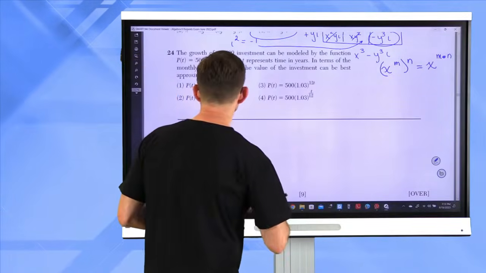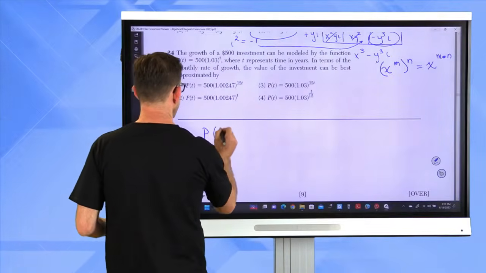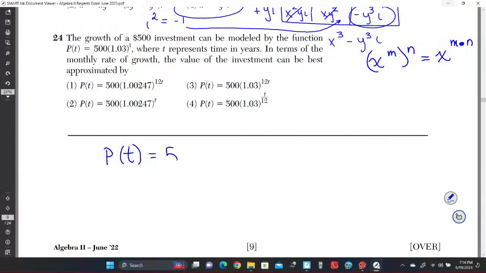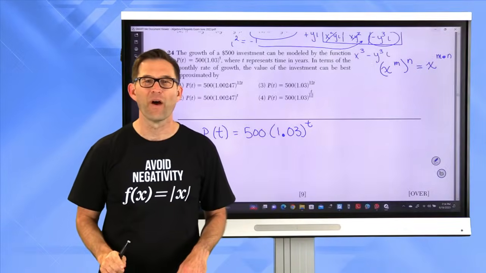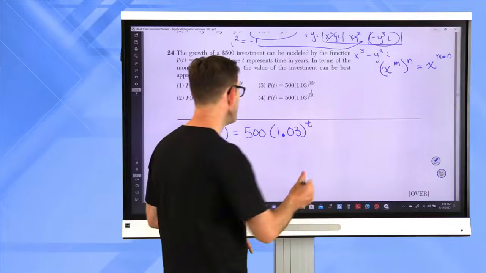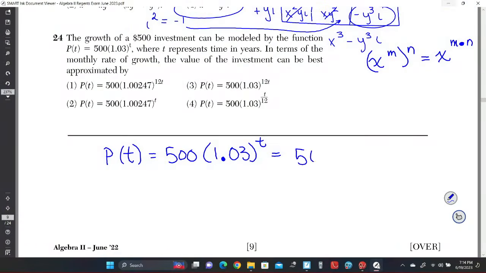So what I'm going to do is take my model, P(t) = 500 times 1.03 to the t, and rewrite it in a tricky little way. What I'm going to do is multiply my t by 12, but then I'm going to put a 1/12 in here.